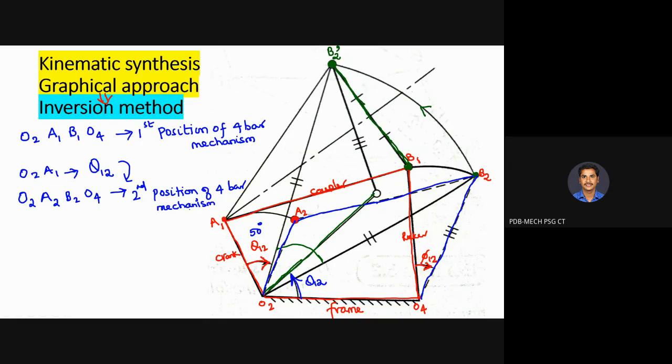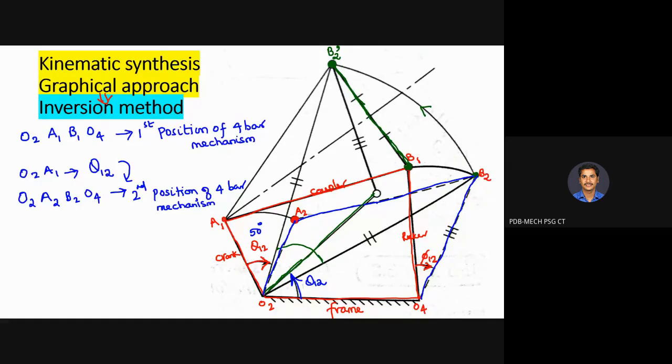If the crank rotates 50 degrees, here also I rotate the frame 50 degrees. After rotating, what am I going to get? After rotating, you get the point B2 dash. So I connect B2 dash and B1. After connecting, what I'm observing here is your A point.